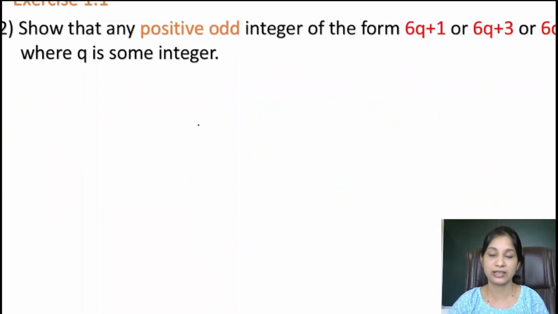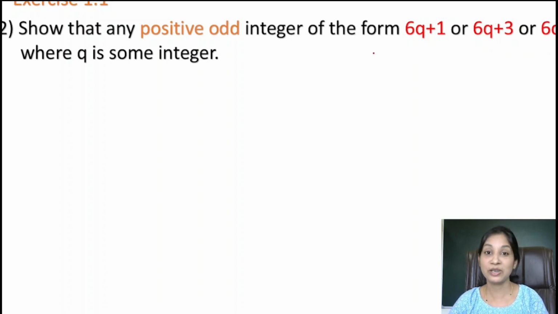Second question in exercise 1.1. Show that any positive odd integer is of the form 6q plus 1 or 6q plus 3 or 6q plus 5, where q is some integer. What they are asking is that we need to prove that any positive odd integer will always be represented in the form either 6q plus 1 or 6q plus 3 or 6q plus 5.